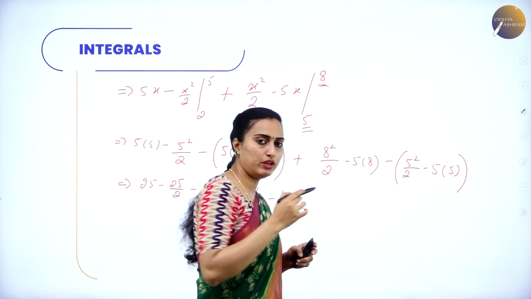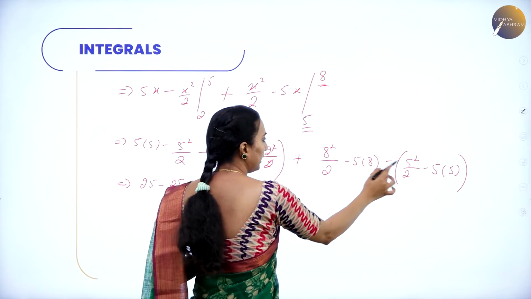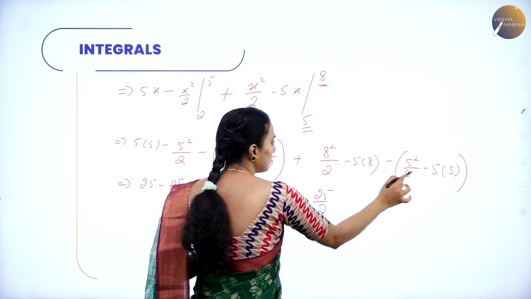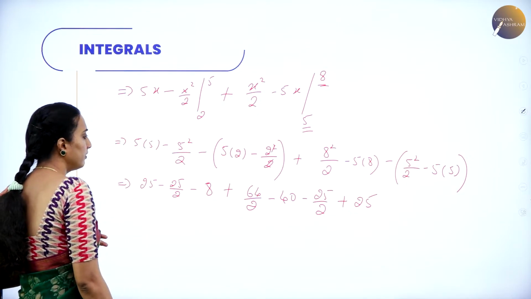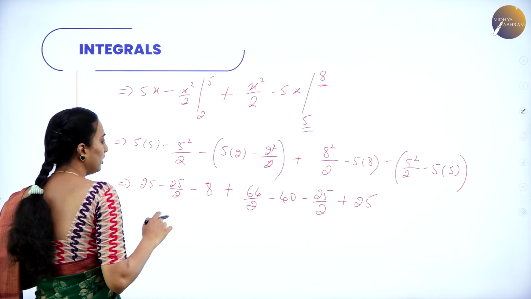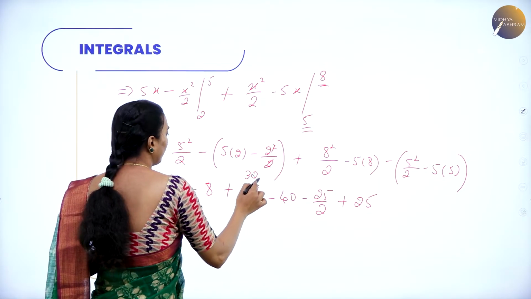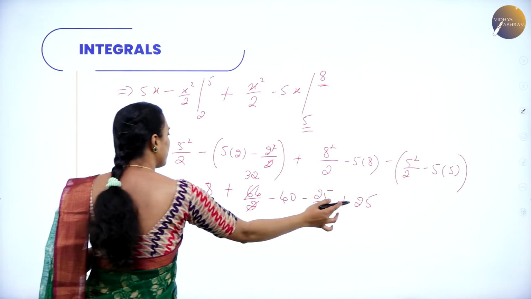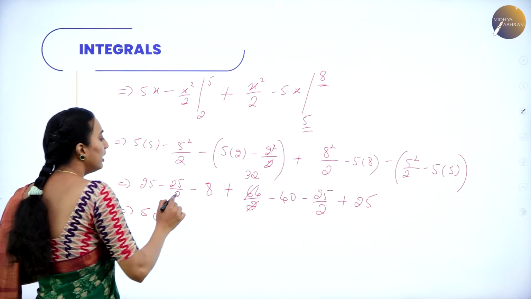Again, let us simplify this one. 5 5s are 25. 25 divided by 2 minus 5 5s are 25. So you are going to get, let us multiply the minus inside, 5 5s are 25 divided by 2. Again, minus into minus is plus 25. Okay, I hope you understood this one. Now, see, 25 plus 25 is nothing but 50. Again here you can cancel this one. 2 1s are 2, 2 3s are 6, 2 2s are 4, isn't it? So therefore you can add up, 25 plus 25 is nothing but 50. So 50. Again, we'll go for the next step.